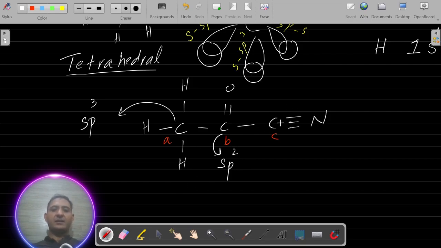And if you look at this carbon, it is connected with two things. One is nitrogen and the other is carbon. It is directly connected with just two things. It is sp hybridization.